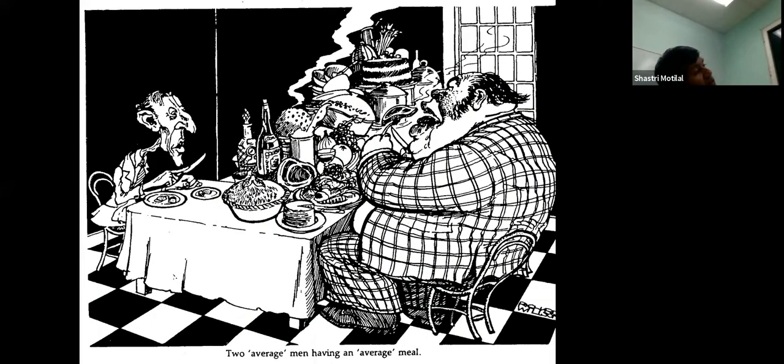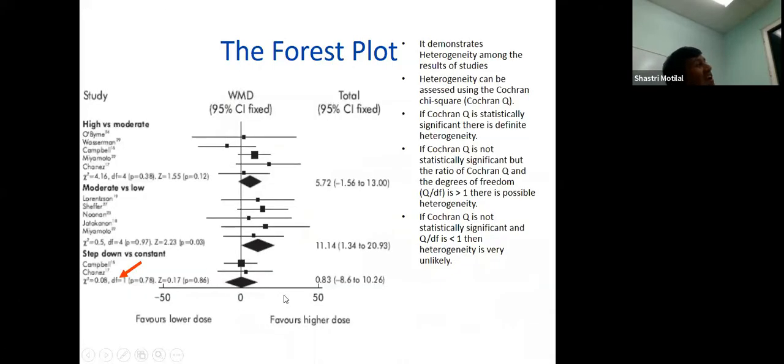Two average men having an average meal. It's a relative thing, right?